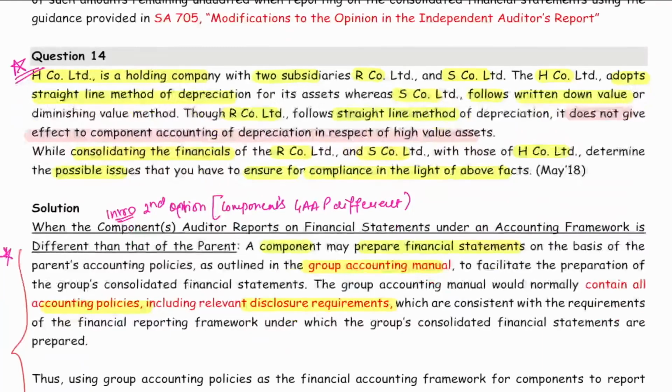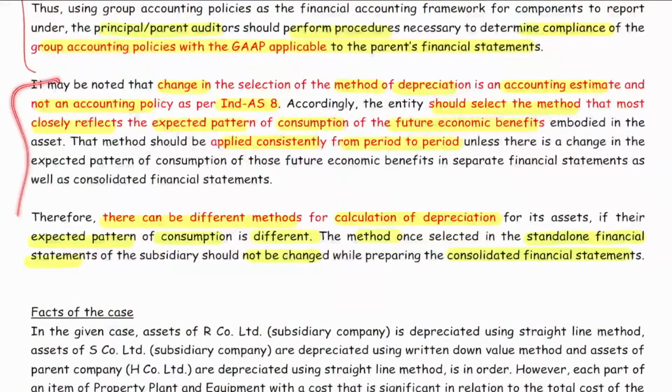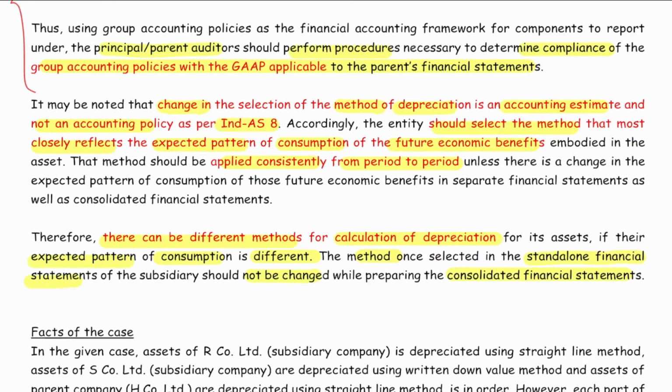They say that the facts of the question we have already discussed. Let's discuss the conceptual part first. Any change in the method of depreciation is an accounting estimate, not a policy, as per Ind AS 8. Whatever is your depreciation method, it should reflect the expected pattern of consumption of future economic benefits. As you are consuming the benefits, you should depreciate the asset. And it should be applied consistently from period to period. There can be different methods of depreciation if the pattern of consumption of benefits is different.